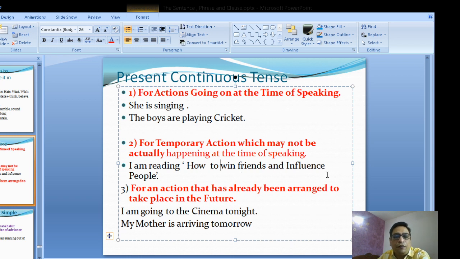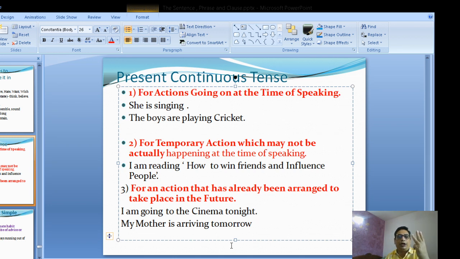And the third one is for an action that has already been arranged to take place in the future. So something that is going to happen in the future. For example, I am going to the cinema tonight. It is the continuous form of present tense, but denoting a future which is already decided, right? So remember, in present tense also we had a replacement of the future, and in continuous tense also we have a replacement of the future. I am going to the cinema tonight. My mother is arriving tomorrow. My mother is arriving tomorrow is again a simple present continuous tense.